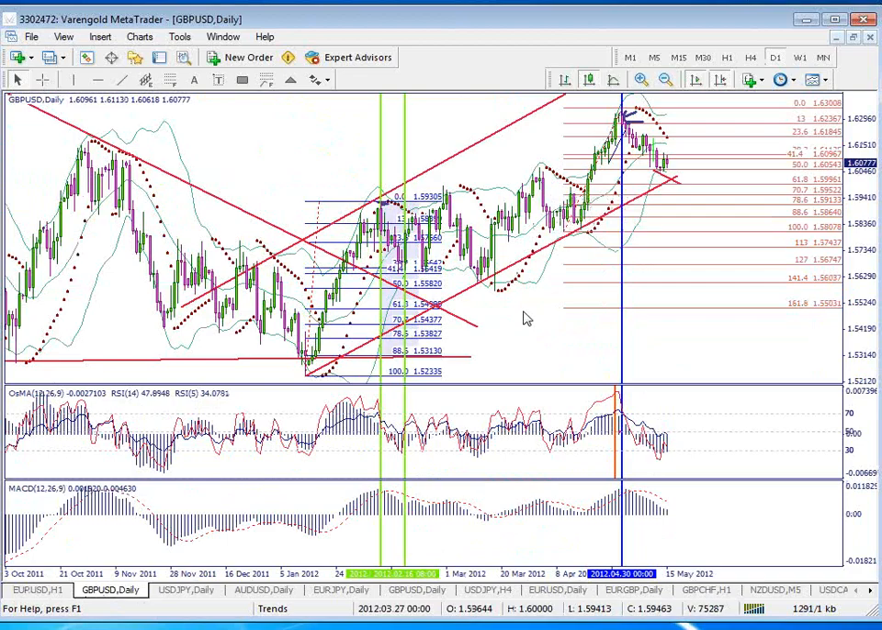Okay, for the pound, the pair just went a little bit under the 50 level, Fibonacci, didn't reach the channel line, also didn't reach 61.8. It's possible to see something like this in the next period of time.